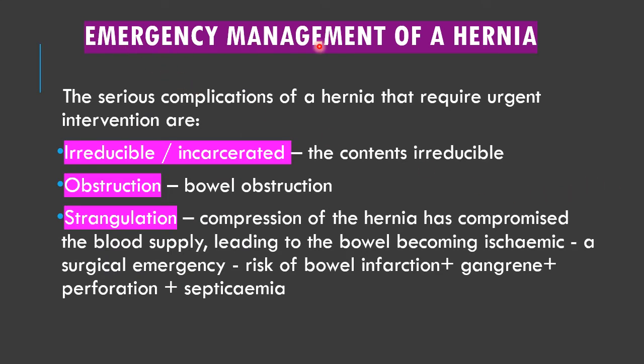Then we come to the emergency management of hernia. Normally, uncomplicated hernia you do as an elective operation. Once there are serious complications, then you have to go for emergency operation, especially for strangulation of the intestine. Strangulated hernias can lead to bowel infarction and gangrene, perforation, and septicemia. So strangulated hernias must be operated on as an emergency, immediately as soon as the patient is stabilized. Fluid replacement, antibiotics, and then taken to OT for exploration.